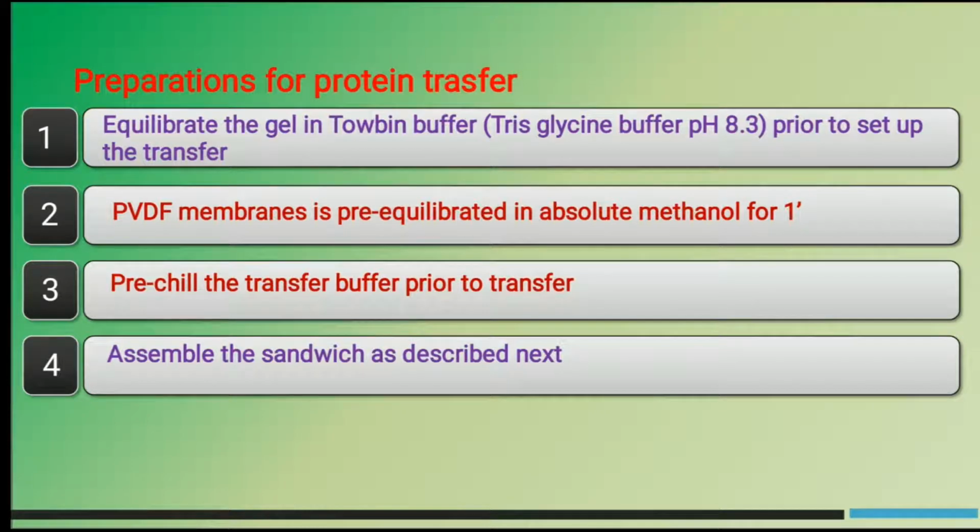Also the PVDF membranes are pre-equilibrated in absolute methanol for 30 seconds to 1 minute to minimize the hydrophobic effect. The buffer is pre-chilled by keeping in the refrigerator for 30 minutes prior to start. The setup of transfer procedures is discussed in the next part.